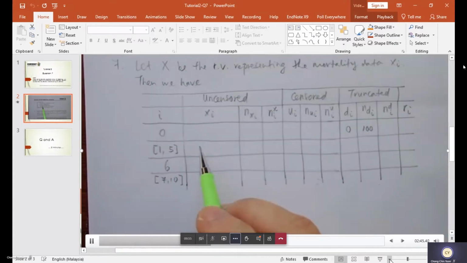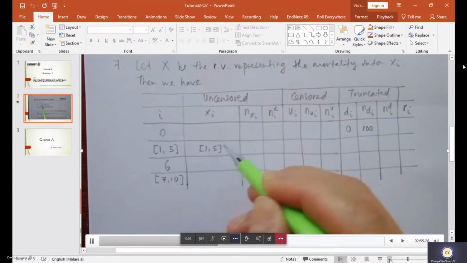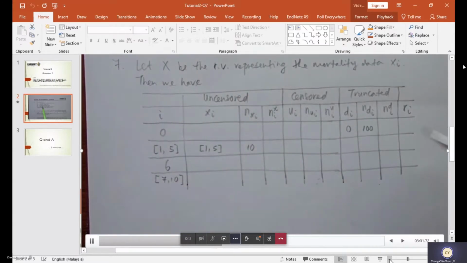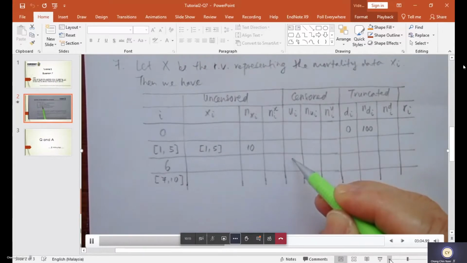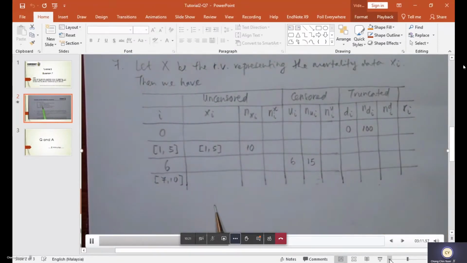And next will be the time 1 to 5, we have the uncensored value, that is from 1 to 5. So the frequency is 10. And next will be the censored value at time 6. We have 15. And the last will be the uncensored value for 7 to 10, and the frequency of this is 3. Based on the uncensored value here, we are looking for these two rows.